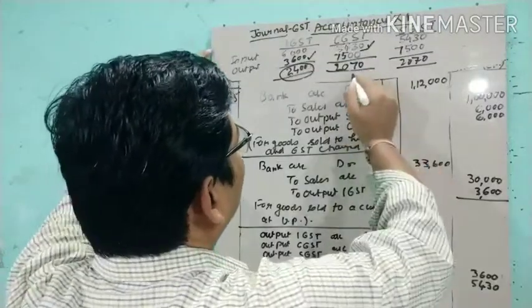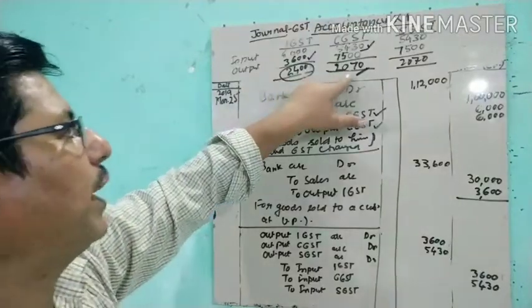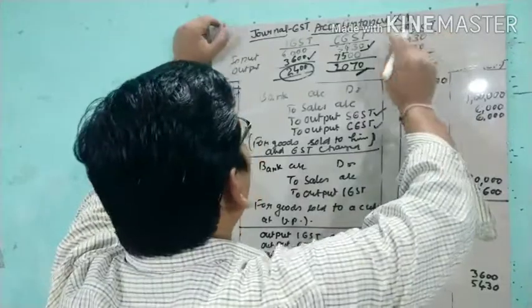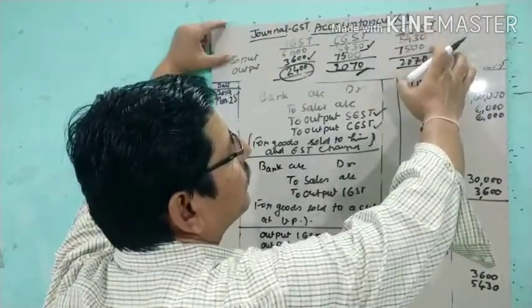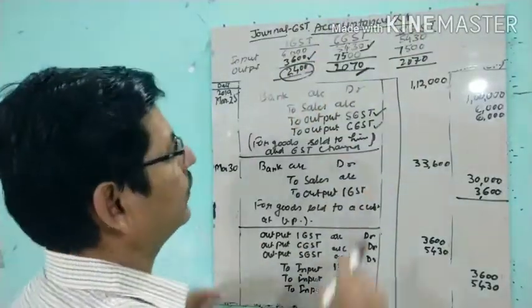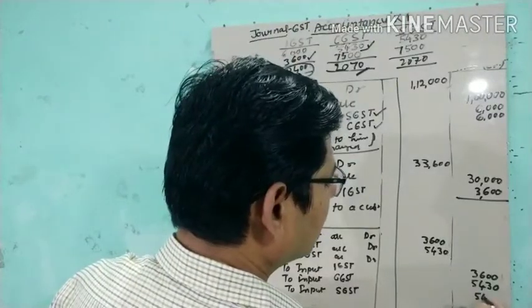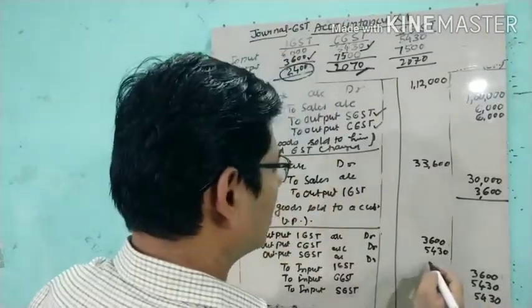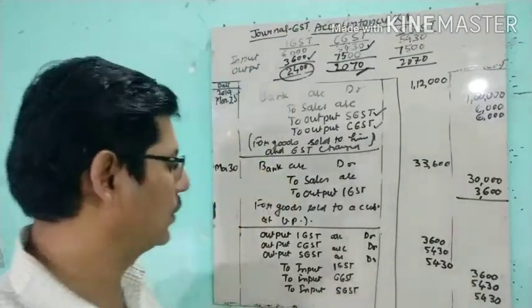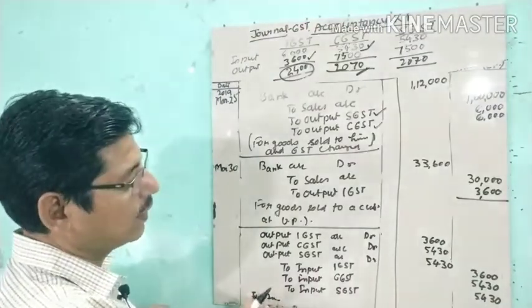Now this remained. We have to pay this amount, and this we have to receive. This we have to pay to the government. Here also, while buying we paid this much, while making the sale we received 7,500. So it is 5,430 input SGST and 5,430 for adjustment. This is one entry.